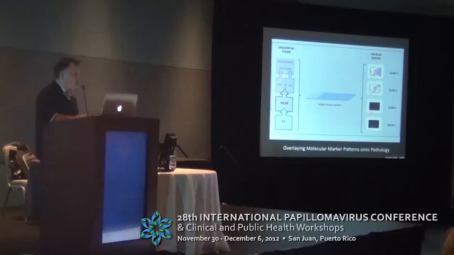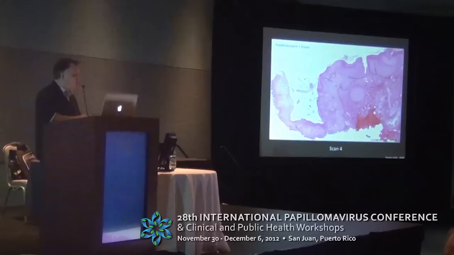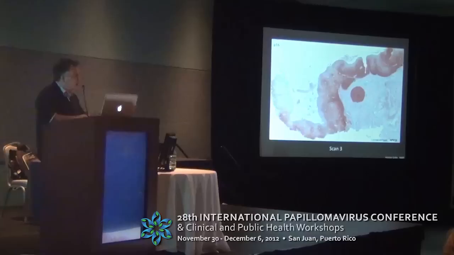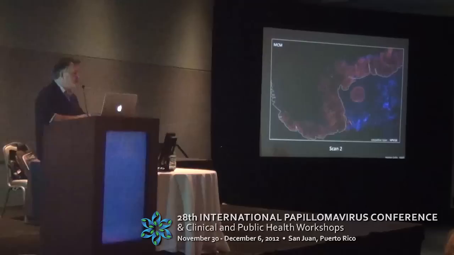This is the particular H&E picture I showed before. The uninfected epithelium here, this low-grade disease here, and the higher-grade disease here. This is the P16 stain, which is a surrogate of overexpressed E6E7, I guess, in most cases. This is a cell cycle marker, MCM, again, which is, in effect, a surrogate of E6E7 activity when it's found in neoplasias like this. And this is the viral E4 protein, which appears as the cell cycle subsides.